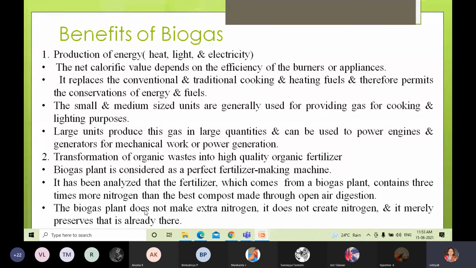The biogas plant does not make extra nitrogen. What they are saying is biogas will not create nitrogen. It only preserves what is already there in the manure.